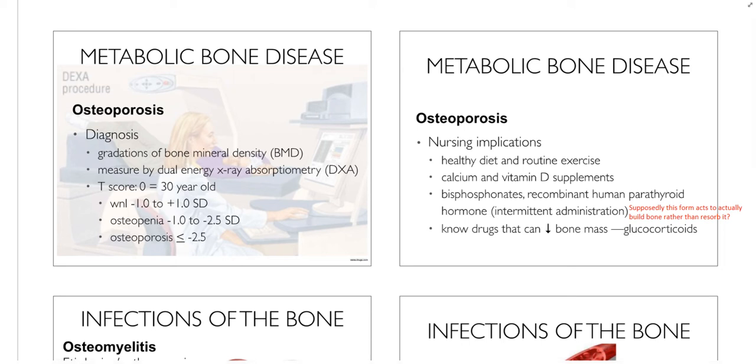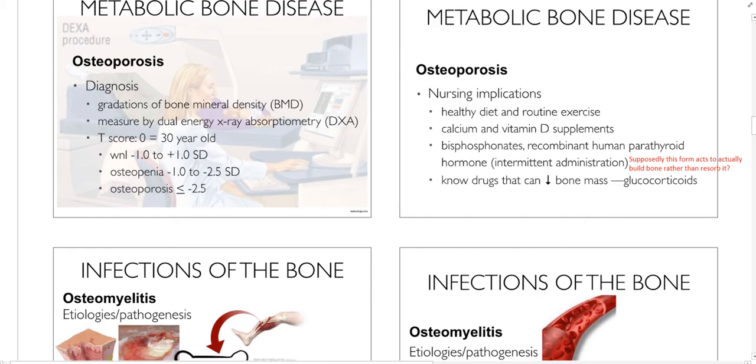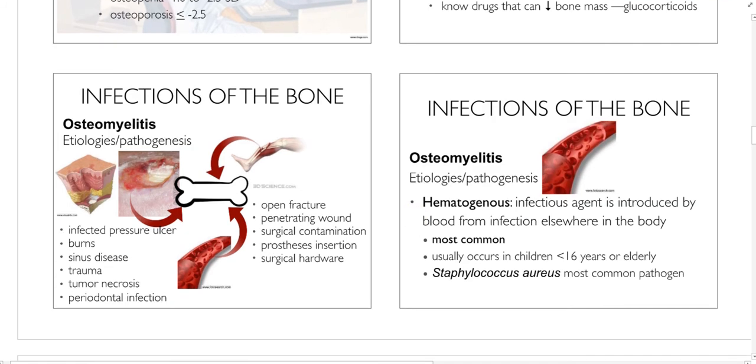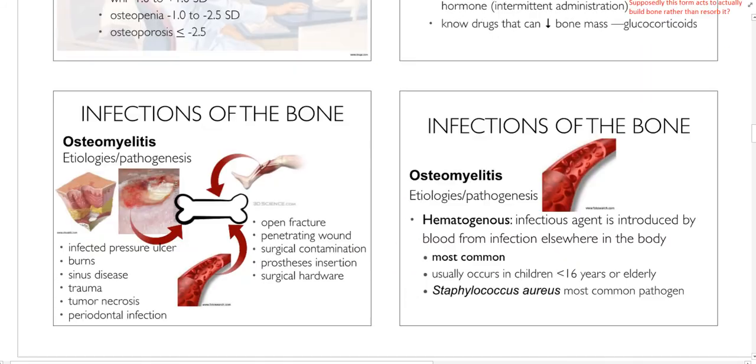We also want to be aware that giving glucocorticoids or anything else that might decrease bone mass may be problematic, and we may decide to not give it, or we got to weigh the benefits versus consequences of giving glucocorticoids to someone who has osteoporosis.